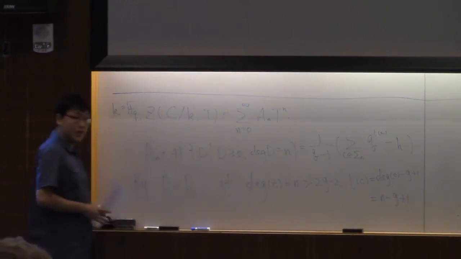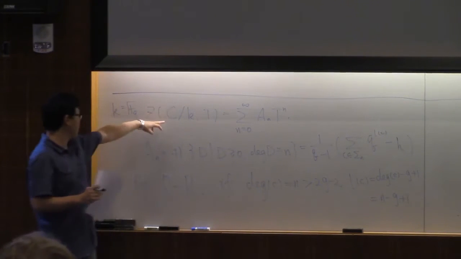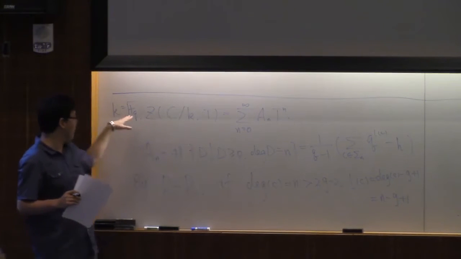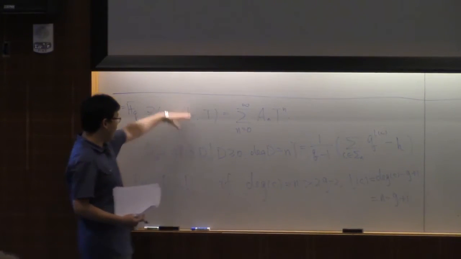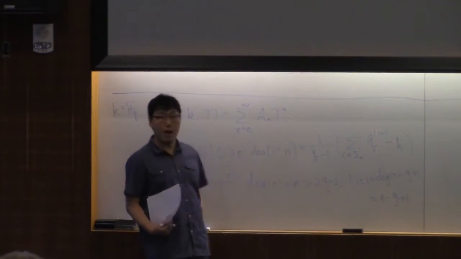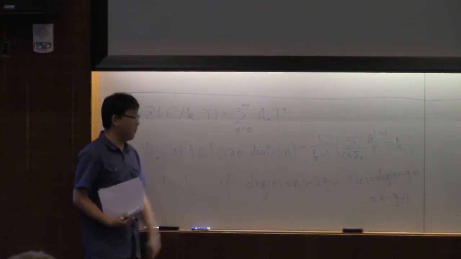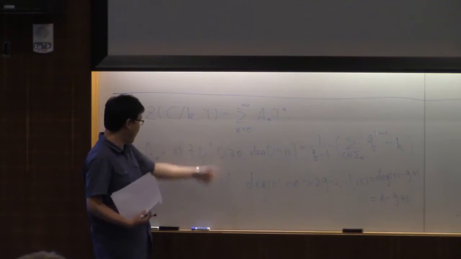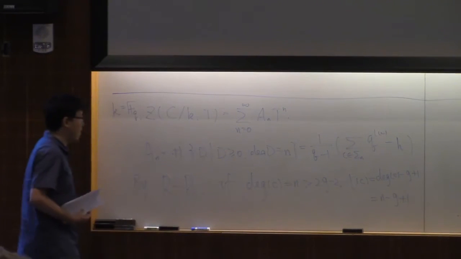So recall yesterday, we want to compute the zeta function of a smooth projective curve C over the finite field, which is denoted by K. We know that we can write this zeta function as a power series. Here the coefficient is given by the number of effective divisors of degree n defined over the field K.